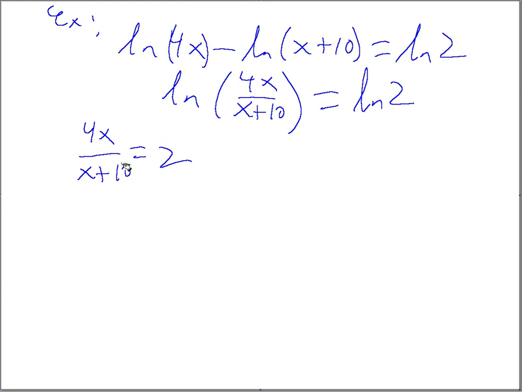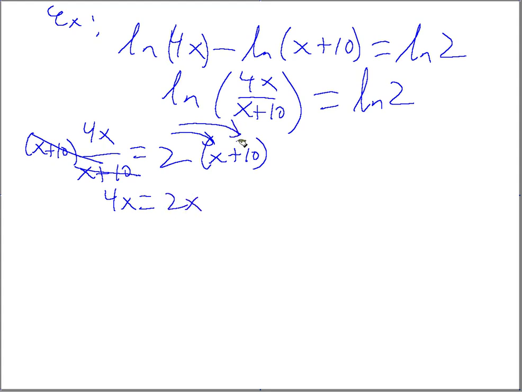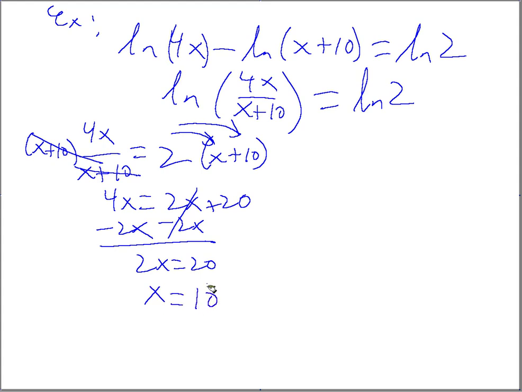So nice easy equation to solve. Let's get rid of the x plus 10 by multiplying it to both sides. We solved this equation in the past. No big deal. So 4x is equal to 2x plus 20. And then just bring 2x over. Again, x on one side, numbers on the other. So 2x is equal to 20, or x is equal to 10 if I divide both sides by 2.